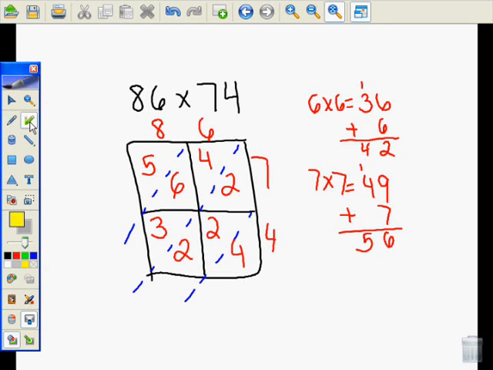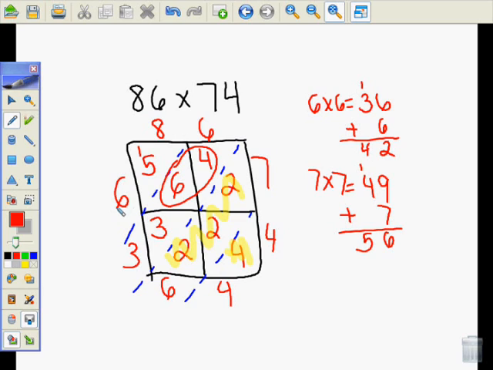I'm going to get my highlighter, I'm going to add this column first, that would be 4, and then I'll add this one, 2 plus 2 plus 2, or 2 times 3 gives us 6. I know right here I've got a group of 10, so 10 and 3 makes 13. Carry my 1, 5 and 1 is 6. So 86 times 74 equals 6,364.